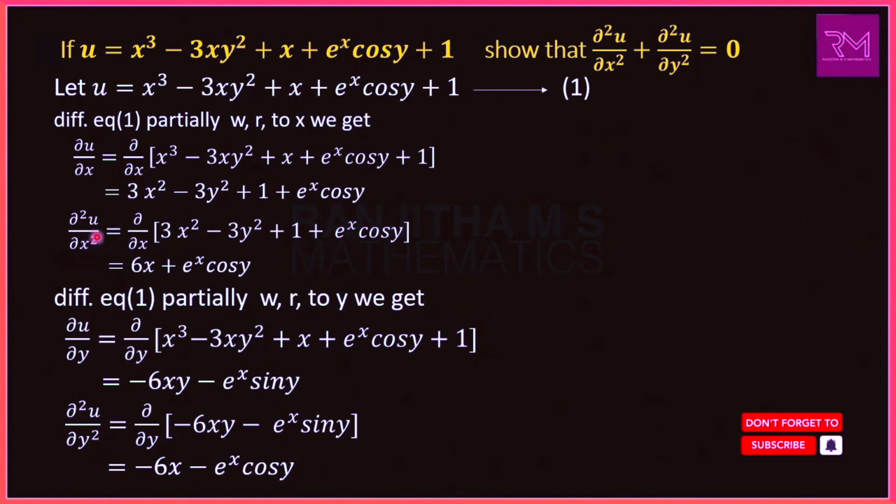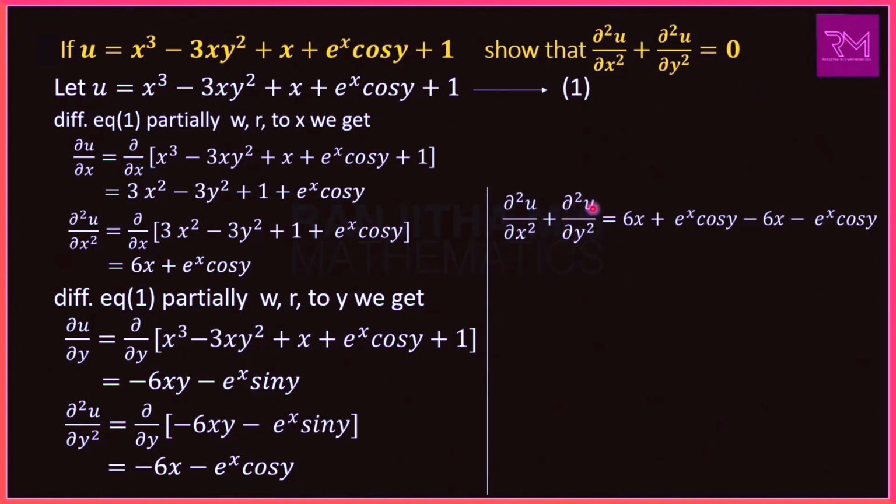After finding del square u by del x square and del square u by del y square, consider the LHS of the equation, that is del square u by del x square plus del square u by del y square. Here del square u by del x square is 6x plus e power x into cos y, plus del square u by del y square, which is minus 6x minus e power x into cos y. After substituting all the values, plus 6x and minus 6x get cancelled, and e power x into cos y minus e power x into cos y gets cancelled. Hence we get the value of del square u by del x square plus del square u by del y square as 0. This completes the problem.